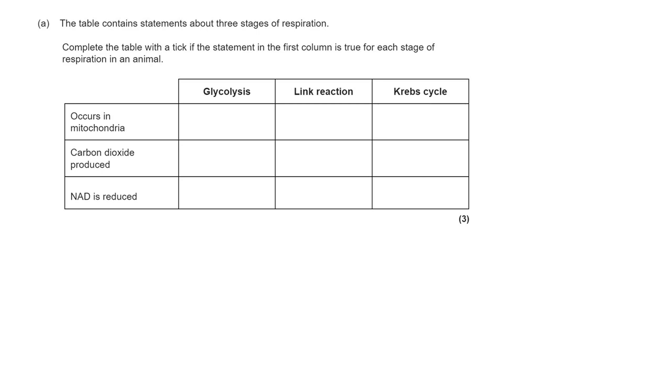The table contains statements about 3 stages of respiration. Complete the table with a tick if the statement in the first column is true for each stage of respiration in an animal. So in the mitochondria, both the link reaction and the Krebs cycle occur. Carbon dioxide is produced in the link reaction and the Krebs cycle, and NAD is reduced in all 3: glycolysis, link reaction and the Krebs cycle.